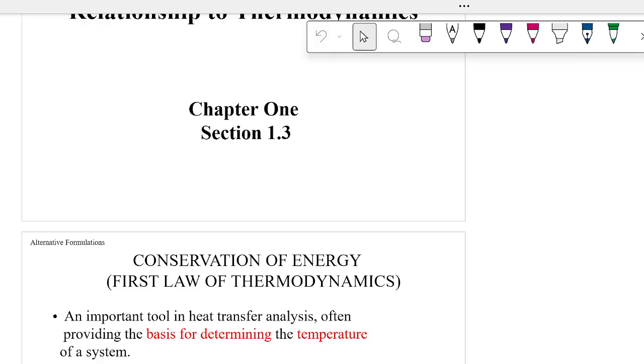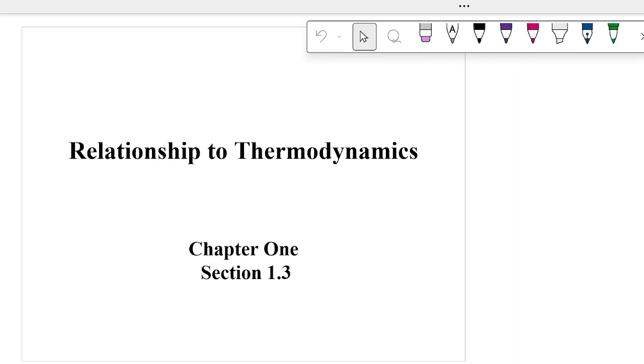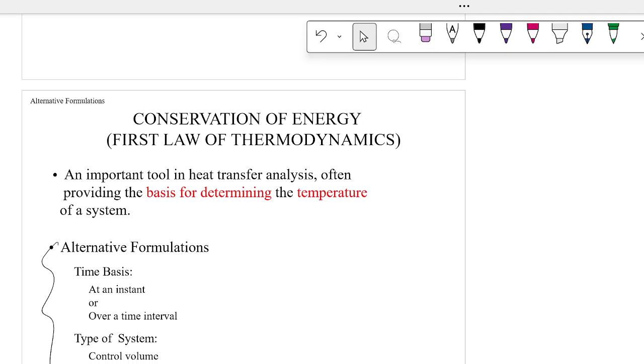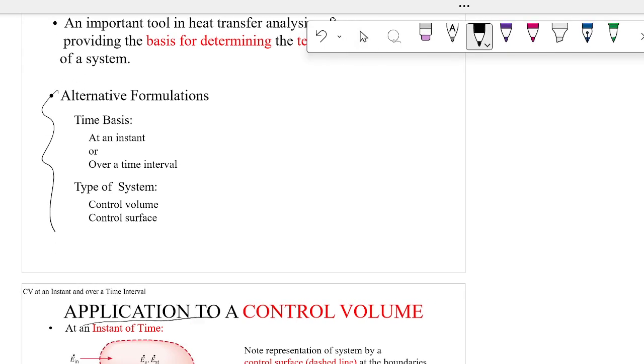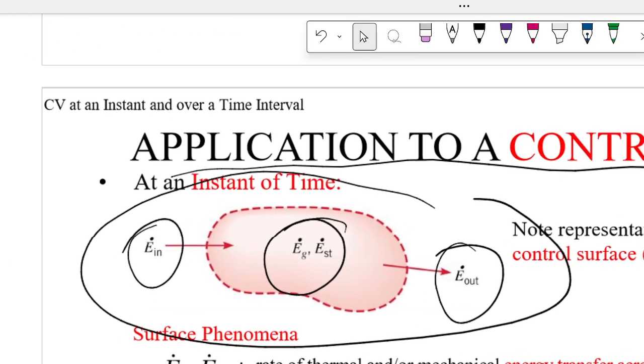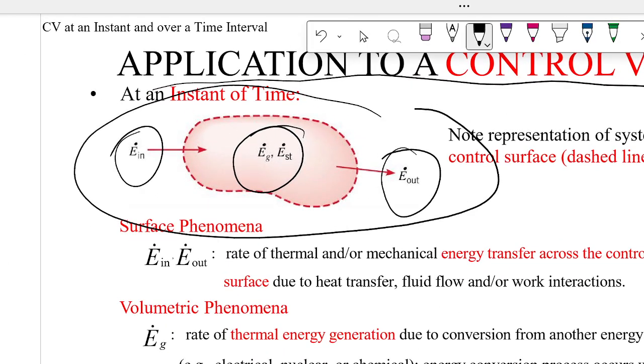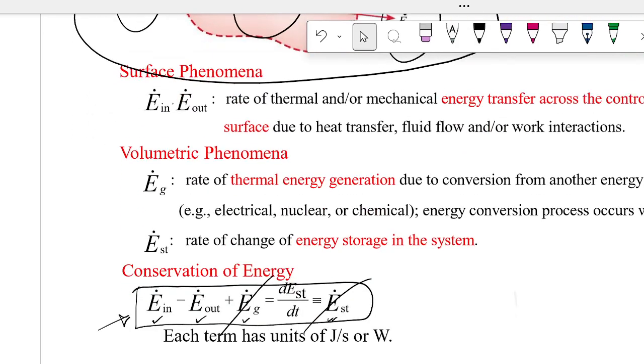All right. So we have this module 2. Over here, we have the control volume application in thermo. We have seen that, right? Energy in, energy out, energy storage, energy generation. Everybody see that? Those are related with this equation: energy in minus energy out plus energy generation equals energy storage. We've seen that, right?